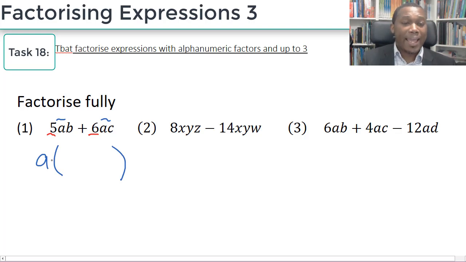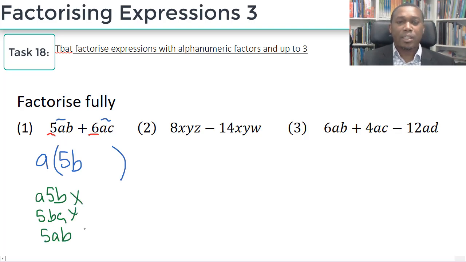So 5AB: I have A, I'm missing 5B. If I multiply A by 5B, I'll get 5AB. The convention in algebra is to put numbers first, and then put the letters in alphabetical order. So we would not put A5B, we won't put 5BA. When you multiply it out, you would put 5AB. That's an important point for me to mention there.